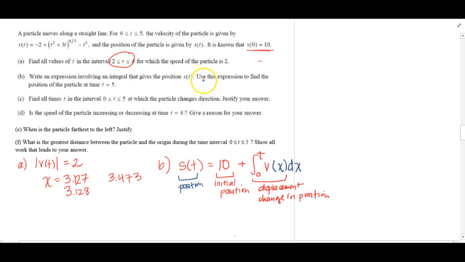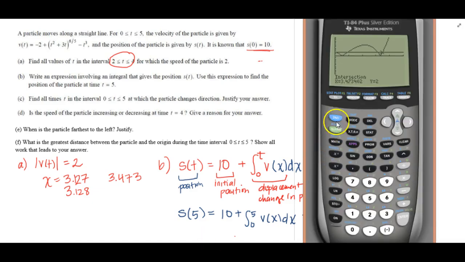And now we're going to use this expression to find the position of the particle at time 5. So now, what's great about having this function is that I can just substitute in different values. And at this time, I'm being asked to substitute in 5. So the integral from 0 to 5 of v of x dx is something that I can quite nicely plug into my calculator. So I've already stored v as y1. So I'm going to go ahead and enter 10 plus math 9 for integrals. And I'm going to integrate from 0 to 5, because remember, my calculator does definite integrals, of, I've already stored this as y1.